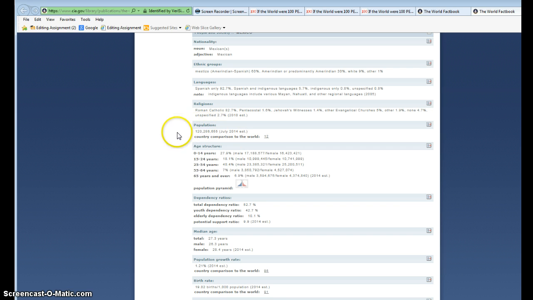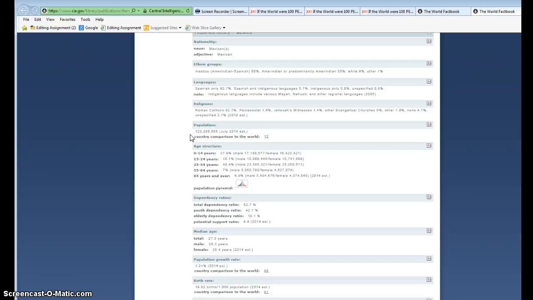And in fact, it does show us the population of 120,286,655 people as of July 2014. The other thing I like about the CIA World Factbook is that the numbers tend to be fairly up to date.